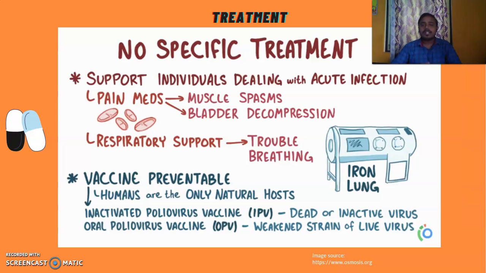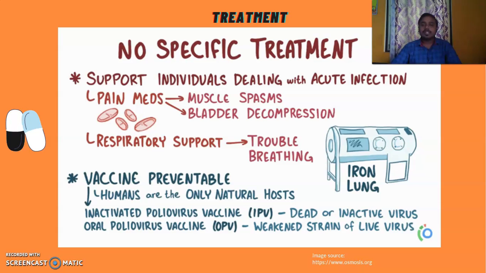So what are all the treatments available for this? Basically, there is no specific treatment available so far to treat poliovirus, but there are a few kinds of support available for people having polio, like some pain medications to ease the muscle spasms or to decompress the bladder. And if a person is having a respiratory problem, then they can take the assistance of instruments like an iron lung to support their trouble in breathing.